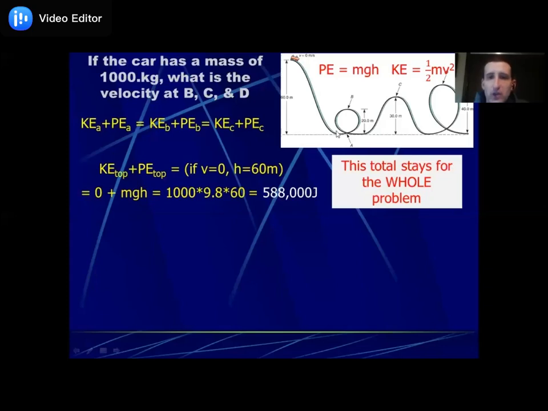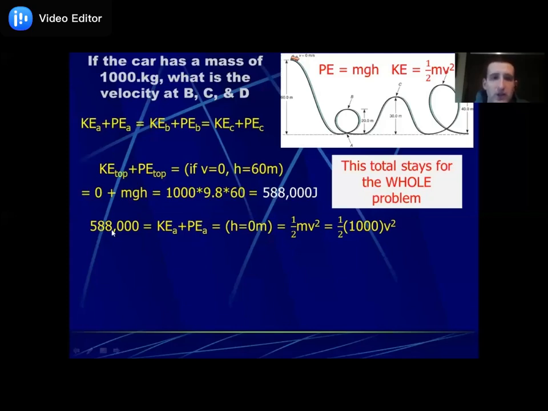So at every single point, we know that our sum of kinetic and potential should add up to this number, okay? So that was the preliminary part. Now we are interested in point A. So again, kinetic at A plus potential at A has to equal 588,000, okay? At A, the height is 0. Again, we get physicists' favorite number kicking in. If the height is 0, then 0 times anything is 0. So the potential energy term here is going to drop out. It's just going to be a 0.